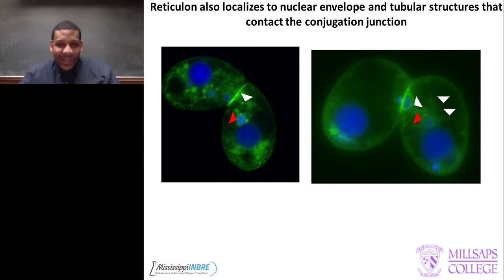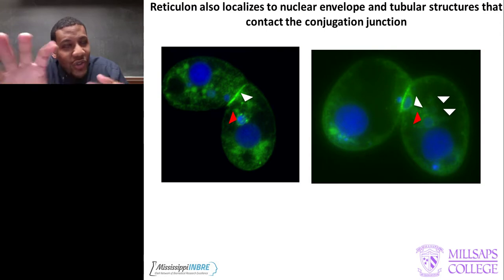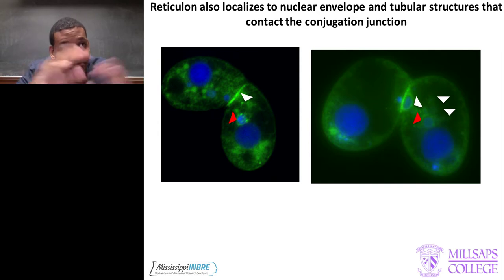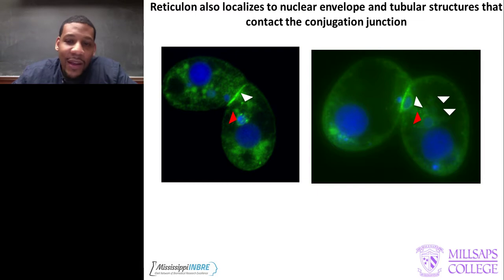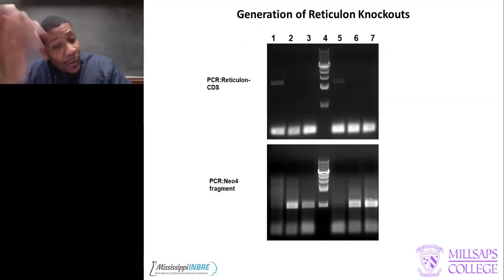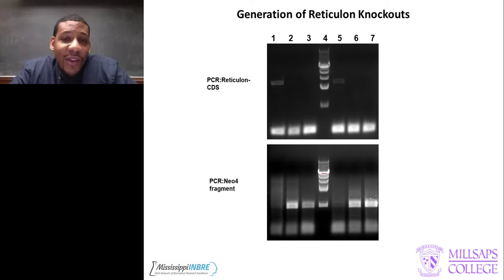So essentially what this looks like to us is that reticulon labels the conjugation junction, so that membrane between the two mating cells, and also seems to label some membranes that are staining the very periphery of the nucleus. So this is really consistent with labeling the endoplasmic reticulum, okay? So then what we wanted to do is generate some Tetrahymena knockouts to look at the effects of removing reticulon on Tetrahymena mating.